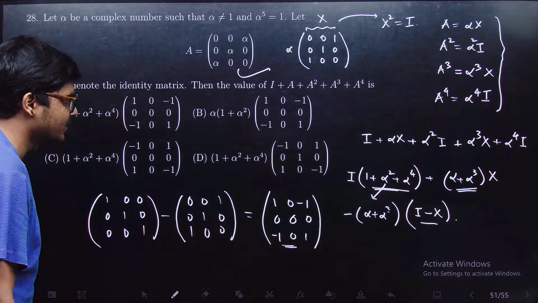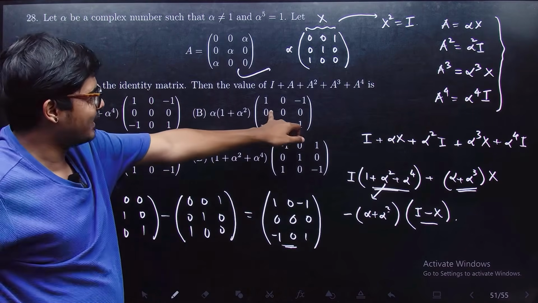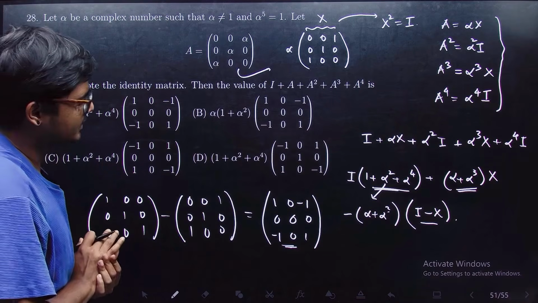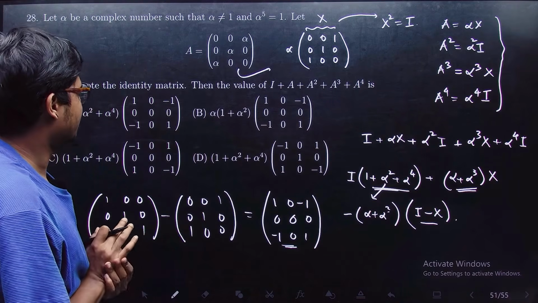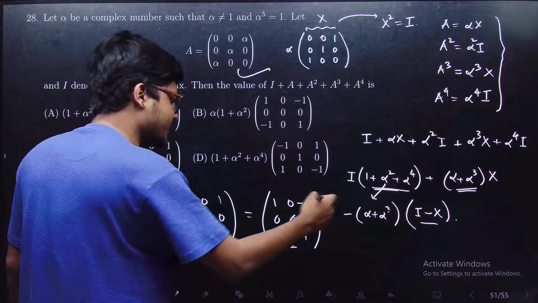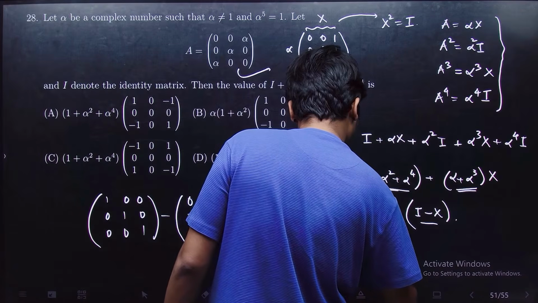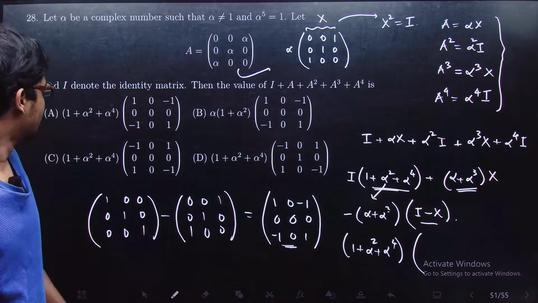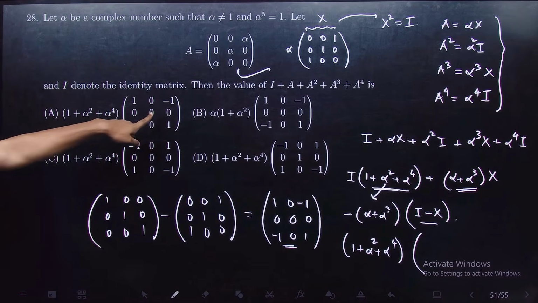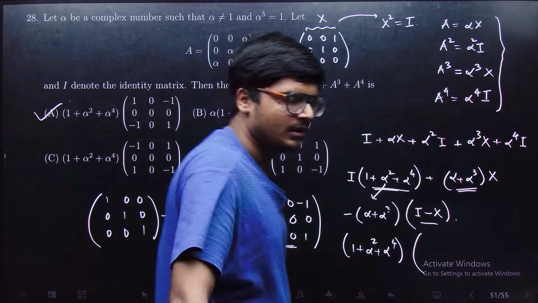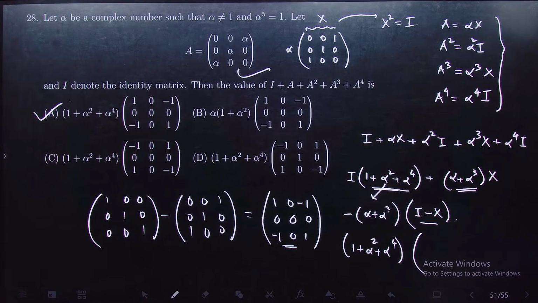Now let's look at the options. So first one, you can see that it's plus of this, identity minus x. So this should be minus of (alpha plus alpha cube), which can again be written as (1 plus alpha square plus alpha 4) times this matrix I minus x. If you look at it, 1, 0, minus 1, 0, 0, 0, minus 1, 0, 1, it's going to be option A. So that's the right answer for this one. Clear? Coming to the next one.